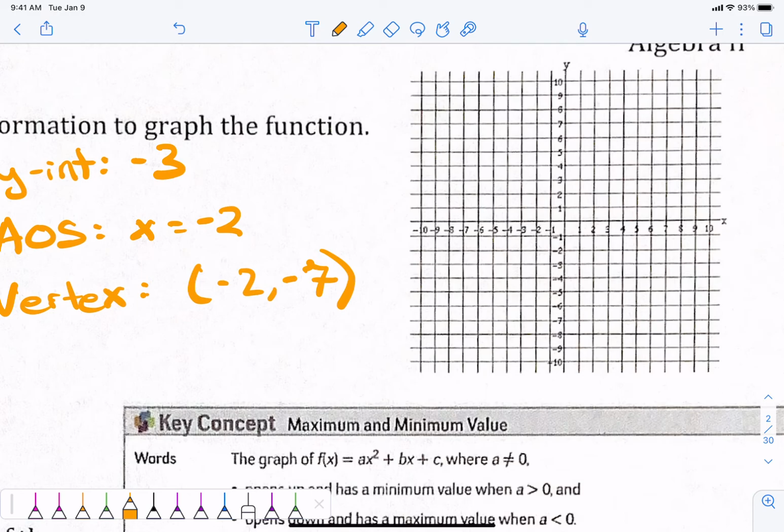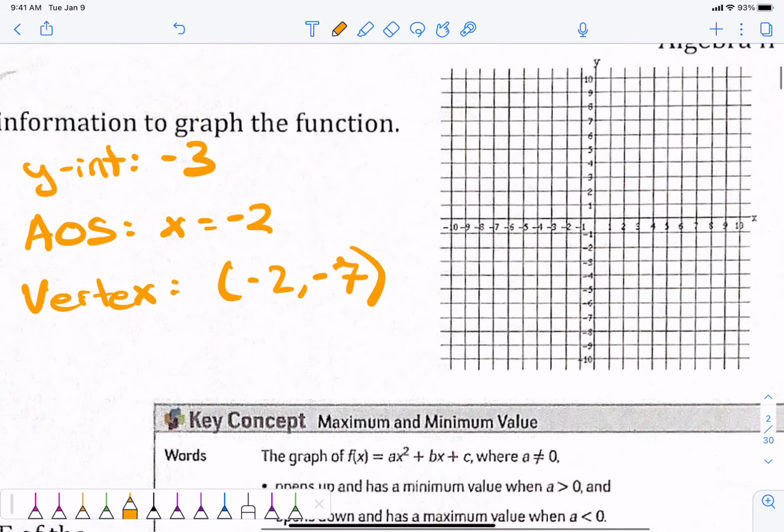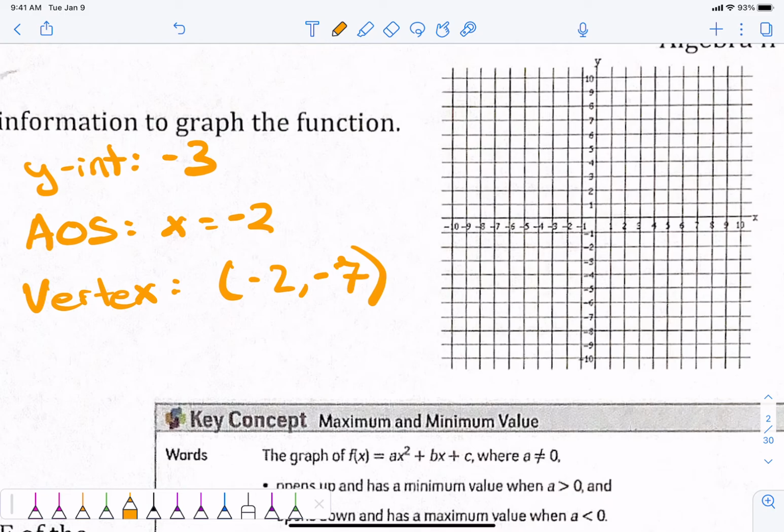I was on the front side because... y-intercept, the axis of symmetry, and the vertex.